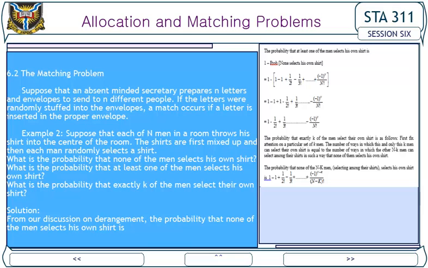What is the probability that at least one of the men selects his own shirt? What is the probability that exactly k of the men select their own shirt? Solution. From our discussion on derangement, the probability that none of the men selects his own shirt is dn over n!. The probability that at least one of the men selects his own shirt is 1 minus the probability that none selects his own shirt.